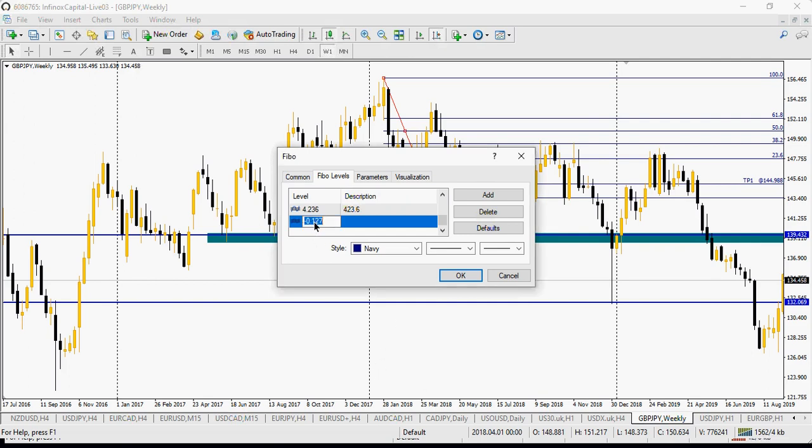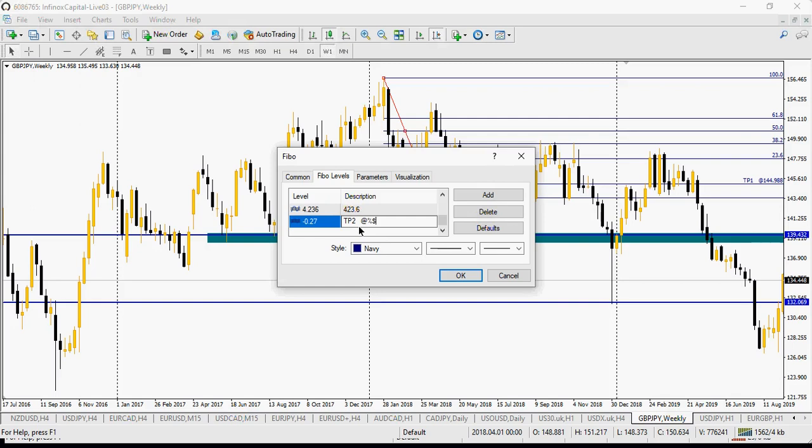Okay, sorry. It's minus 0.27. That's my take profit 2. Then I put it at percentage dollar. This percentage dollar will give you the price at that point. That's my TP2.